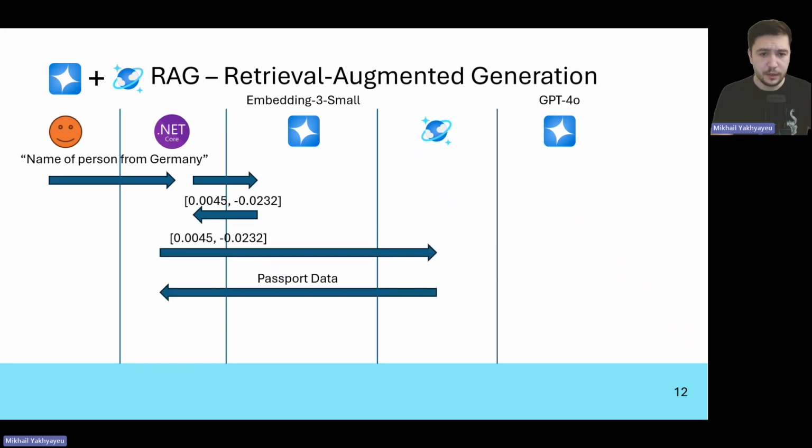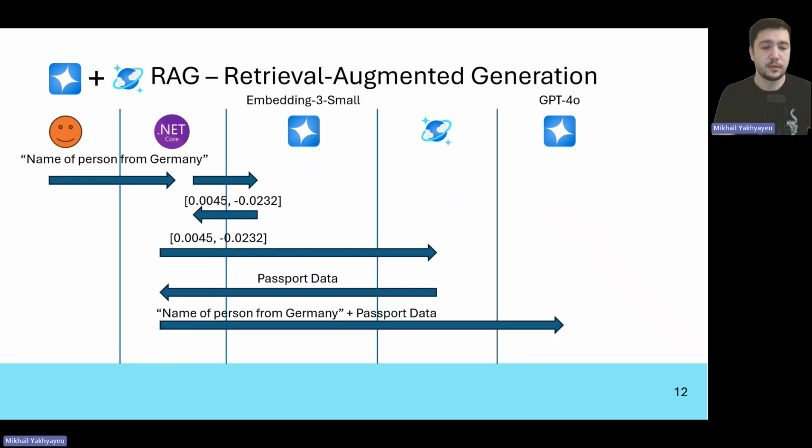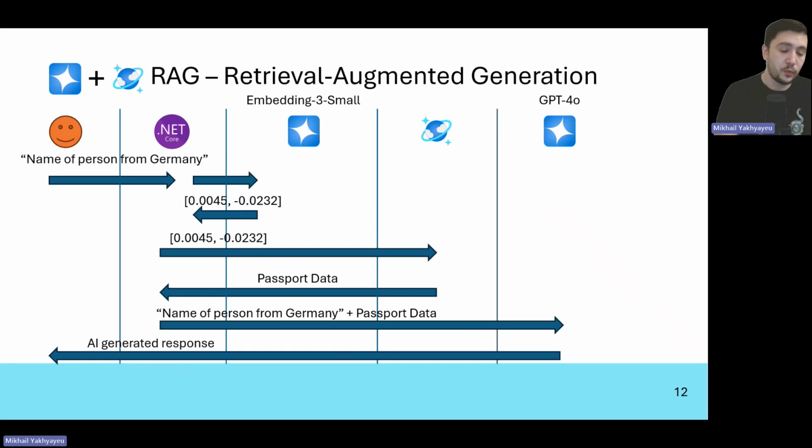So then the Cosmos DB is going to send back the passport data that it found based on the relevance search to the backend. But instead of sending it back to the user, we're going to send the user request in its original form, like name of the person from Germany, plus the passport data. So we're going to ask the GPT model to get the specific details and to generate the response the way an AI model would, based on the user request and based on the data that was found in the Azure Cosmos DB. And only then we're going to send back to the user the AI generated response.